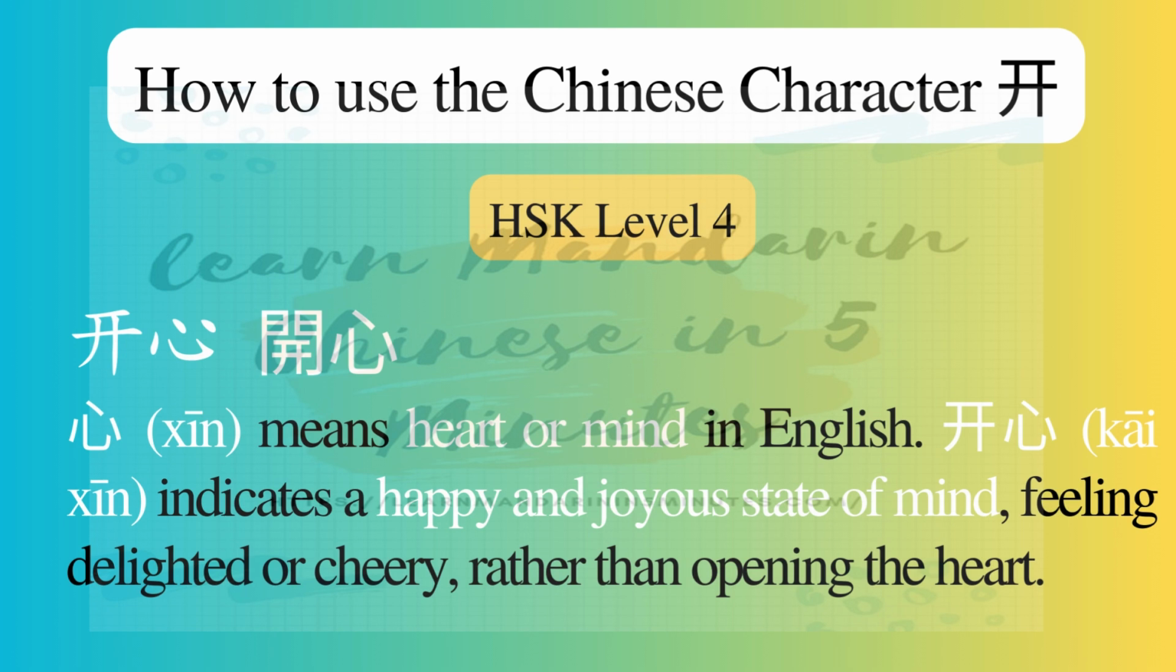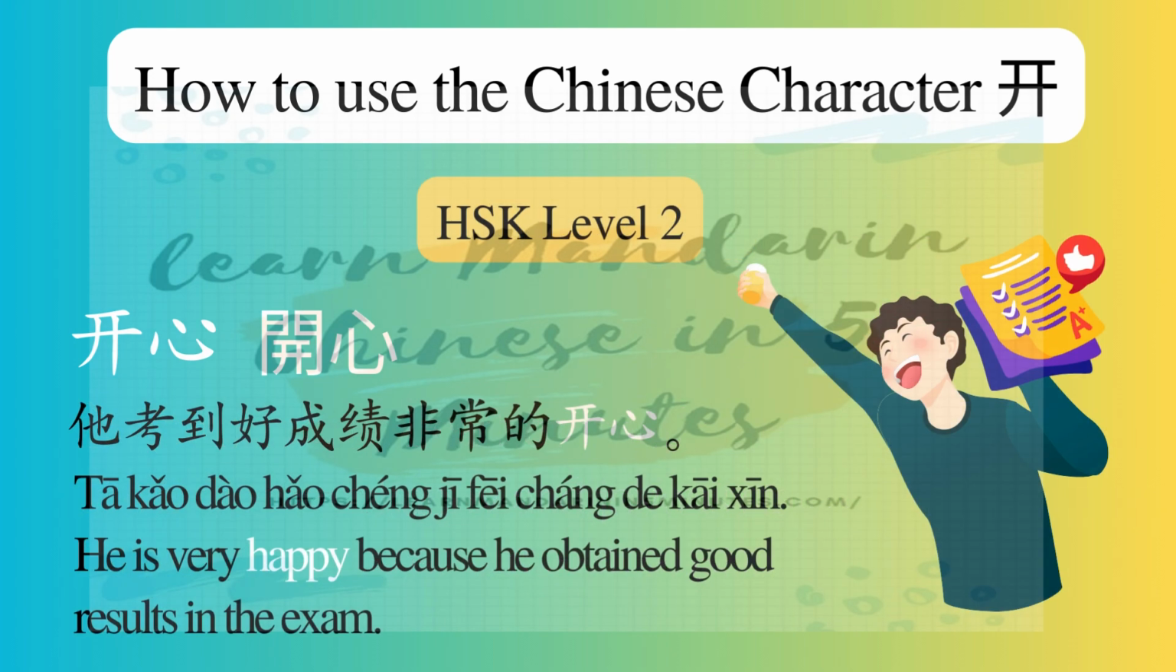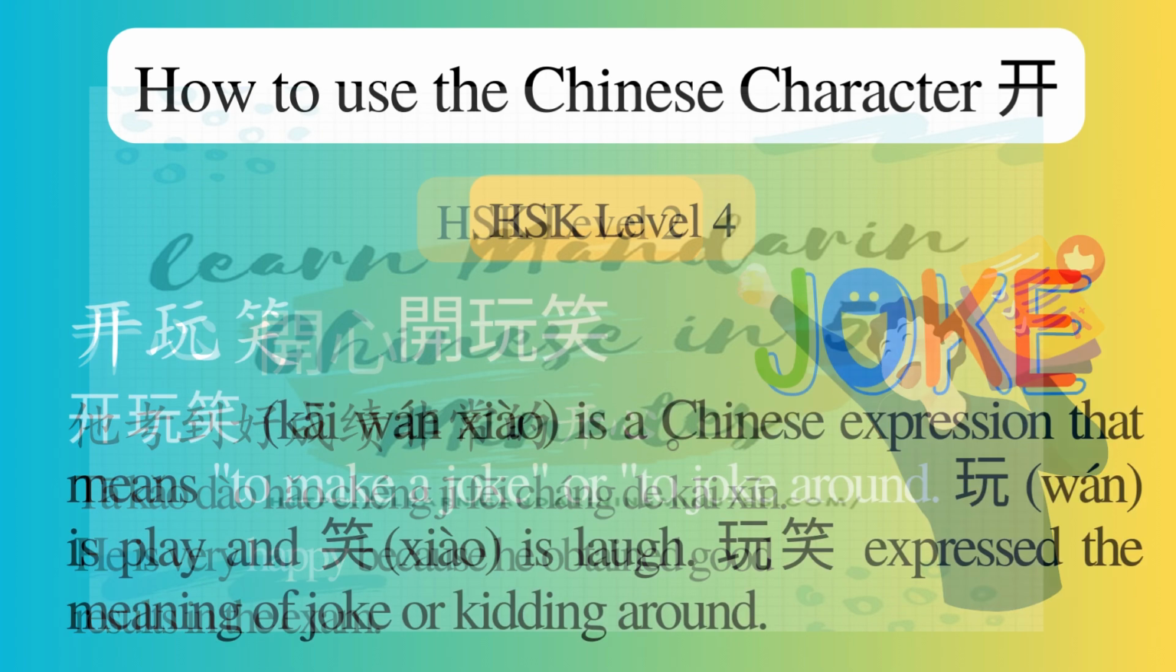HSK Level 4 开心. Xin means heart or mind in English. 开心 indicates a happy and joyous state of mind, feeling delighted, rather than opening the heart. 他考到好成绩，非常的开心. He is very happy because he obtained good results in the exam.